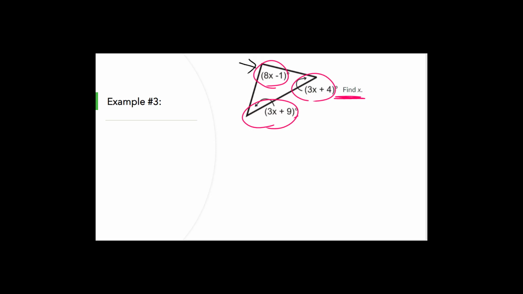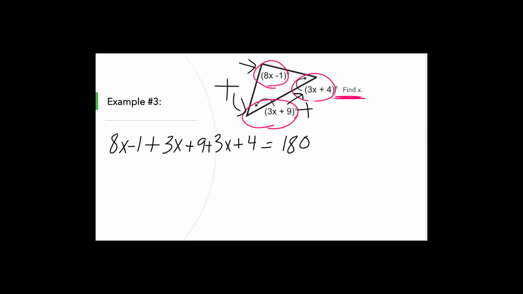So the first angle is 8x minus 1 plus this angle plus this angle equals 180. Draw the line. Now this is a big equation, so be careful. You want terms or groups with x on the left and numbers on the right.